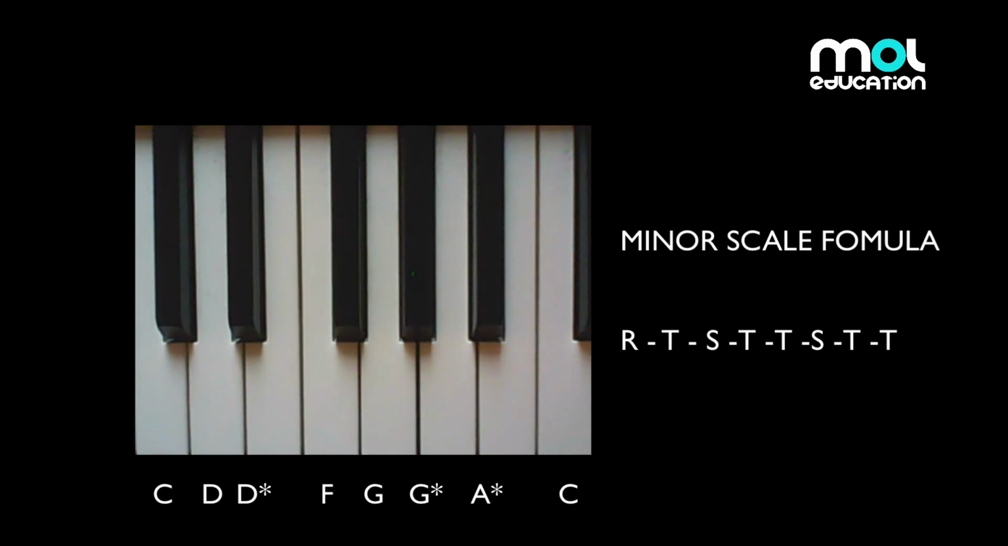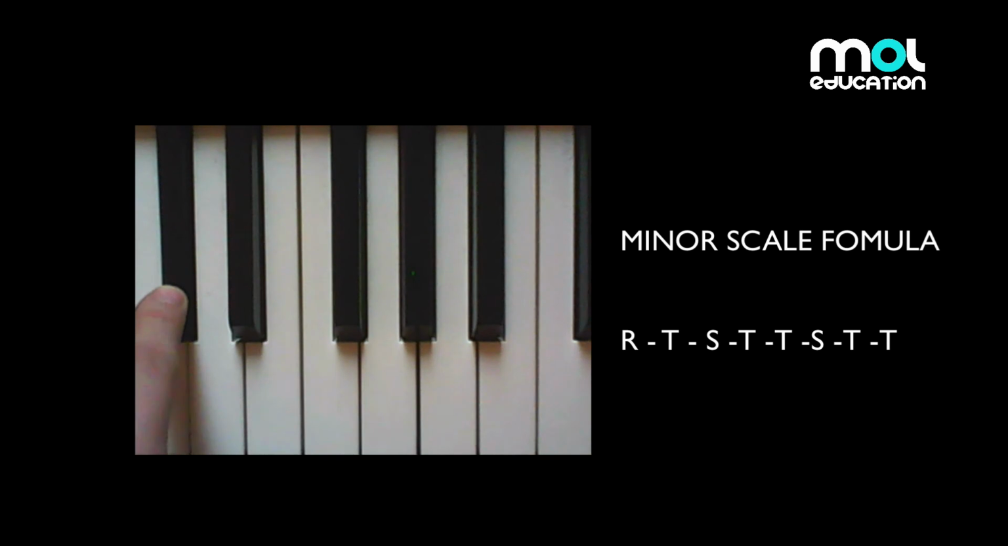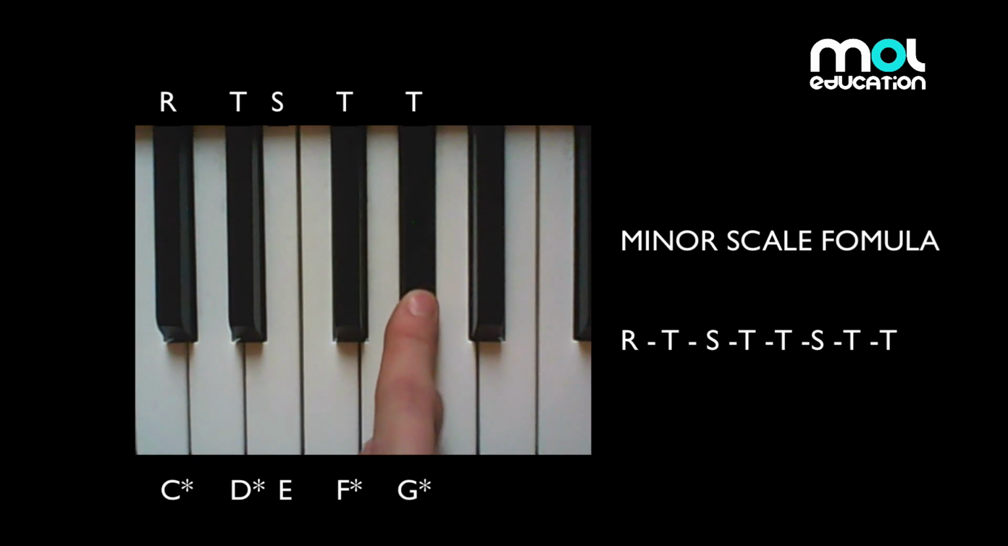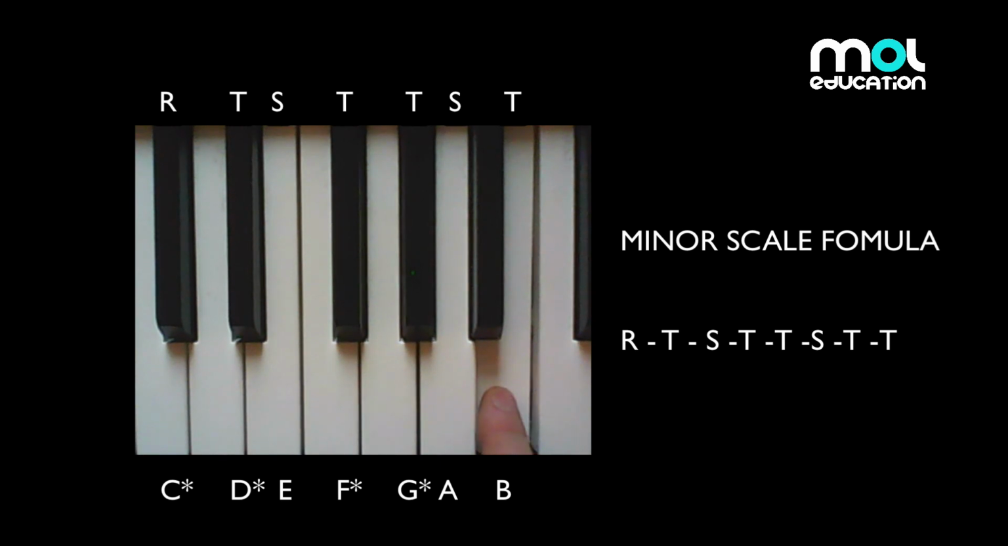So let's try to build the minor scale off of the C sharp now. Okay, so we get root, full tone, which is 2, root, tone, semitone, tone, tone, semitone, tone, 1, 2, and then a full tone. Yeah, so that was the scale starting on the C sharp.